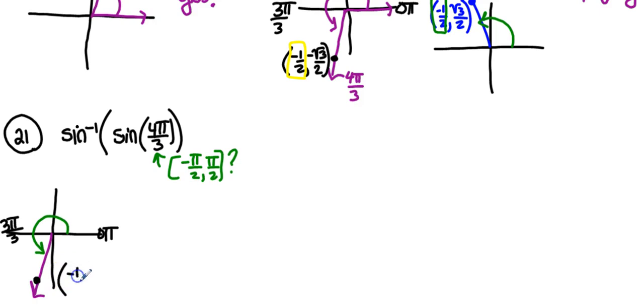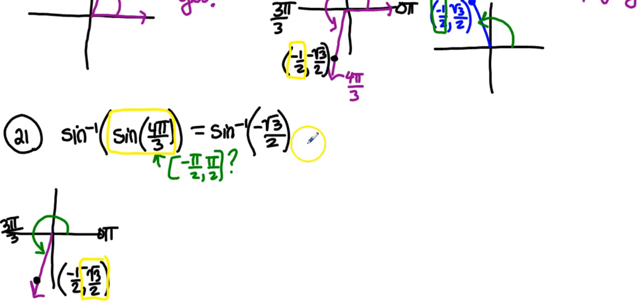Our ordered pair there is negative a half, negative root 3 over 2. And I'm asking myself, what is sine of 4 pi over 3? That will be the y value of this ordered pair. So this now becomes sine inverse of negative root 3 over 2. As soon as I see that I'm doing inverse sine, I know that that's giving me a y side length. I'm going to write that as a refresher, specifically a long y.